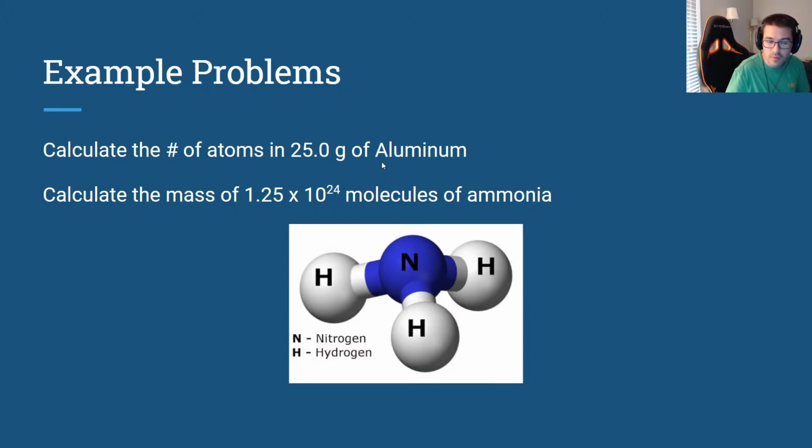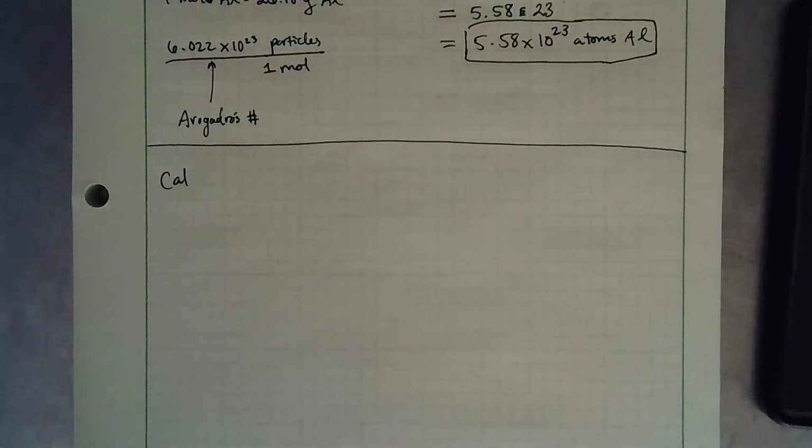This first problem was only talking about the element aluminum, so we were able to just look up its molar mass on the periodic table. Now we have a combination of elements, so we're going to have to use the periodic table plus a little bit of adding to figure out the molar mass for ammonia. But we're not there yet. So let's head back to the document camera and write down the problem.